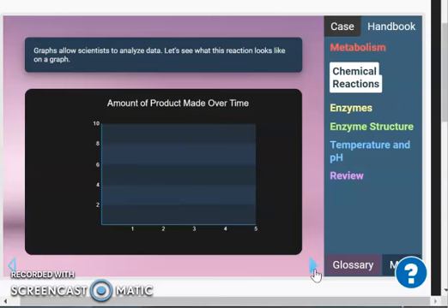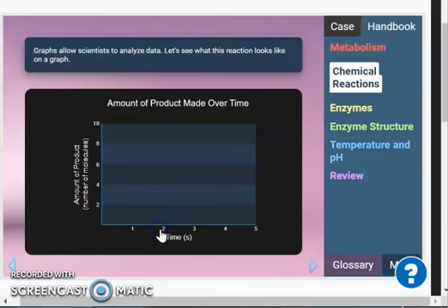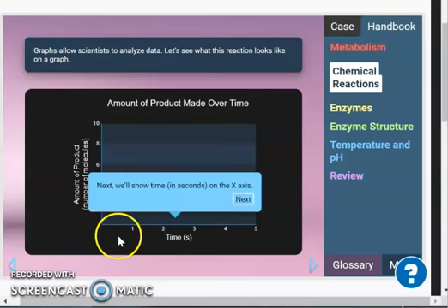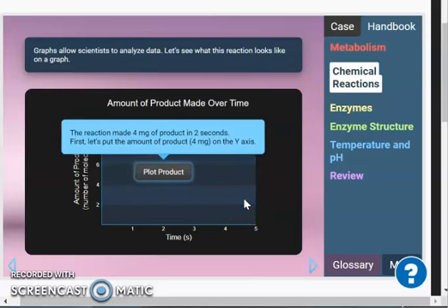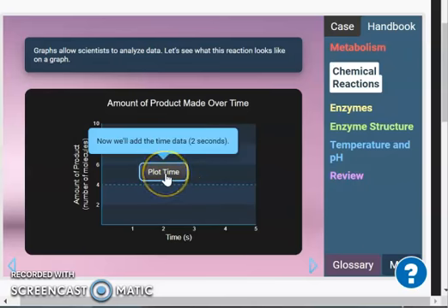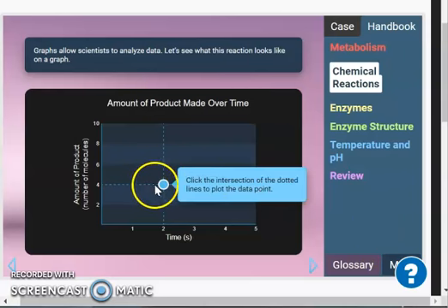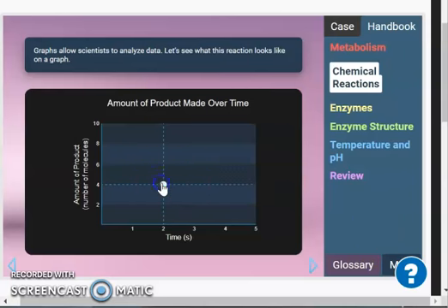Graphs allow scientists to analyze our data. Let's see what this reaction looks like on a graph. On the y-axis, we will put the amount of product made. Next, we will show time in seconds on the x-axis. The reaction made 4 milligrams of product in 2 seconds. Let's first put the amount of product, 4 milligrams, on the y-axis. Next, we will add the time data of 2 seconds. Now we will click the intersection of the dotted lines to plot our data point.